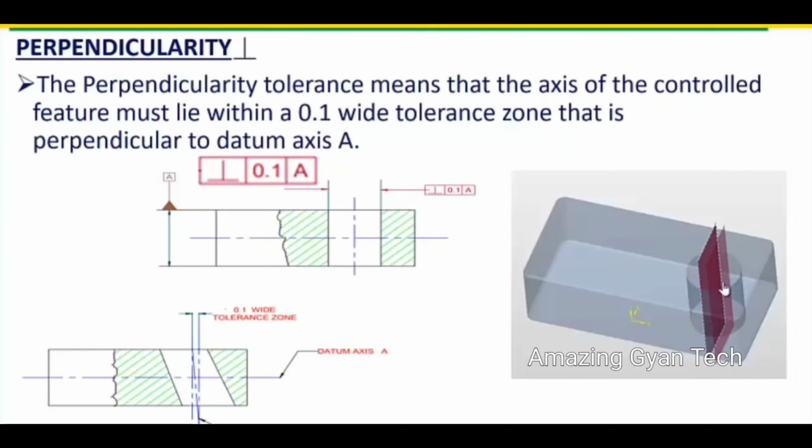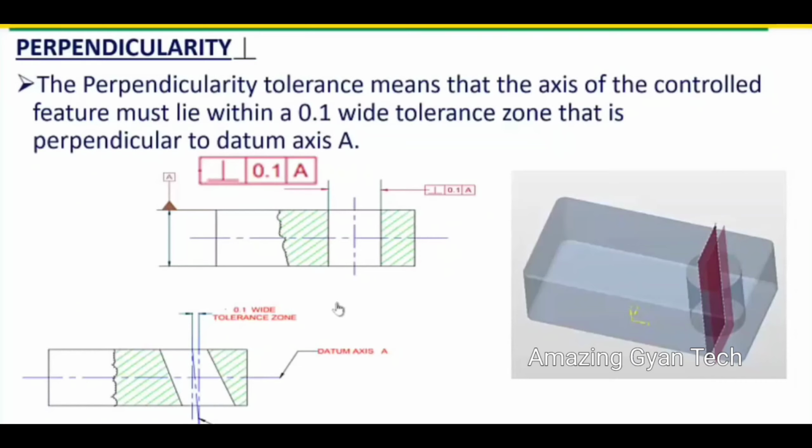The axis of the hole should have a perpendicularity tolerance. So we have created two reference planes, and these two reference planes are separated by a distance of 0.1, and the center axis of your hole should be lying between these two planes. These two planes are perpendicular to the datum A. So these two are the main important points we need to consider.